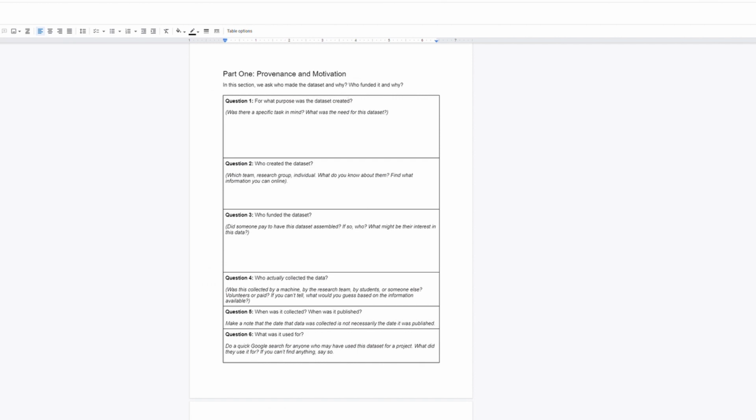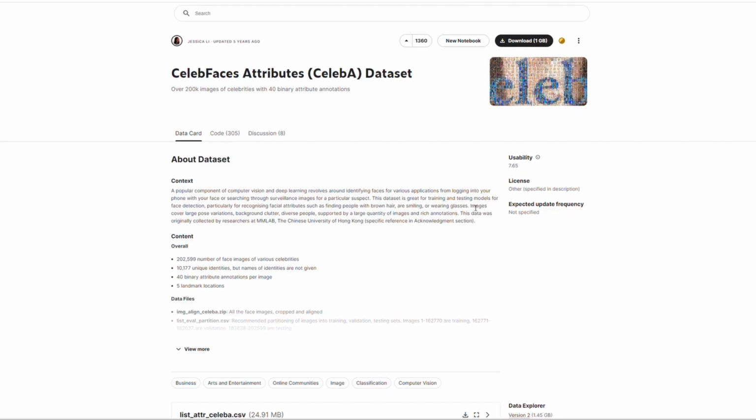What was the need for this data set? Well, they tell you too. Large pose variations, background clutter, diverse people, supported by large quantity of images and rich annotations. So it's telling you why they collected it. They're telling you a popular component of computer vision revolves around identifying faces. So that's why they did it for various applications, from logging into your phone or searching for surveillance images for a particular suspect. So that's why this was created. Gotcha?